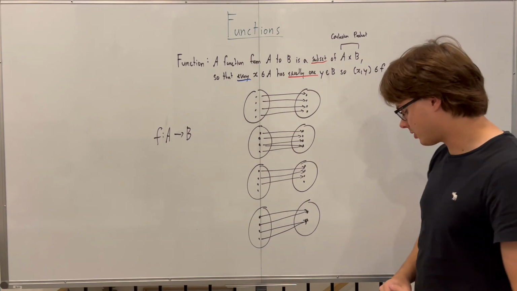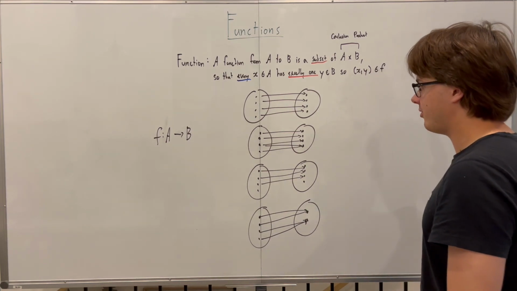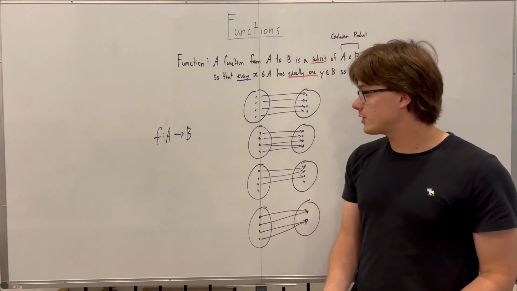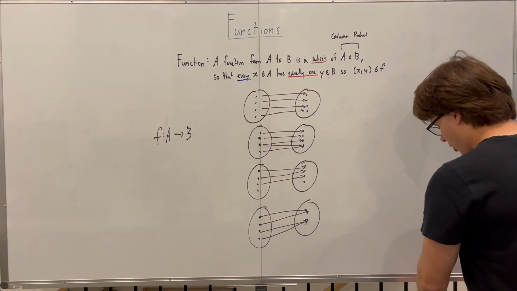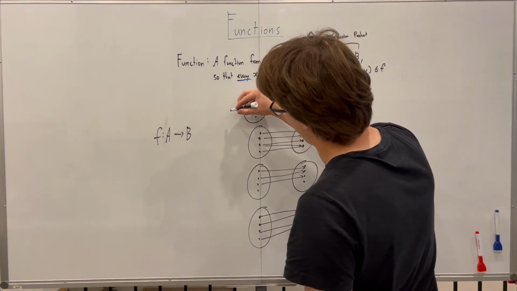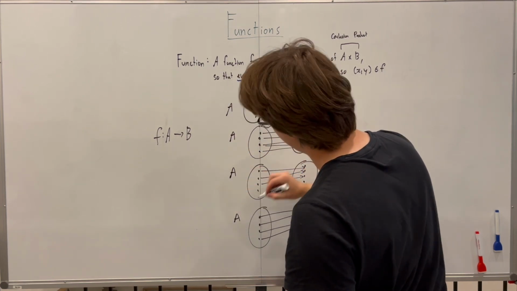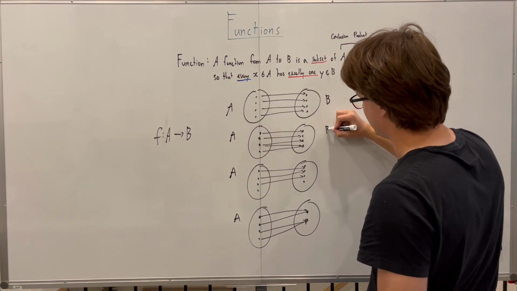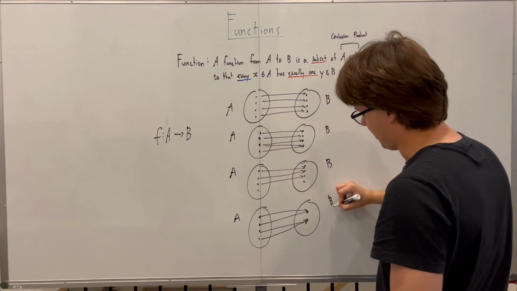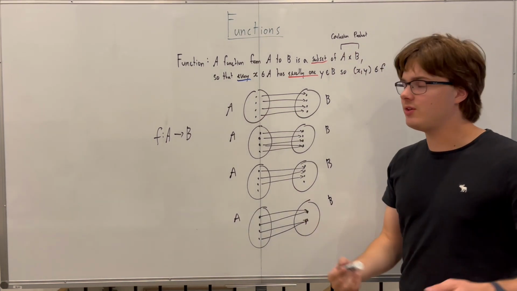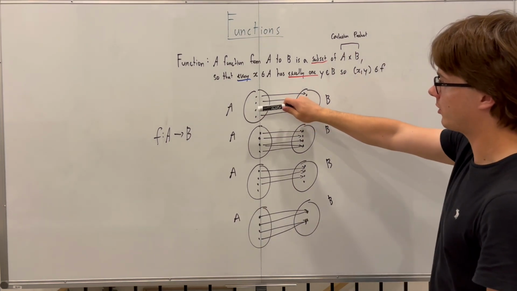So just for clarity, let's quickly look at these four imaginary functions I drew. We have on the left-hand side, these are all going to be our set A, and this on the right is going to be our set B. So let's look at these. Which of these are going to be functions? Well, let's start with the first one.